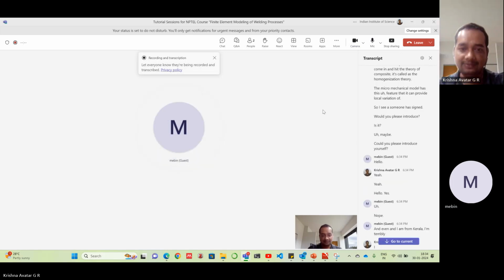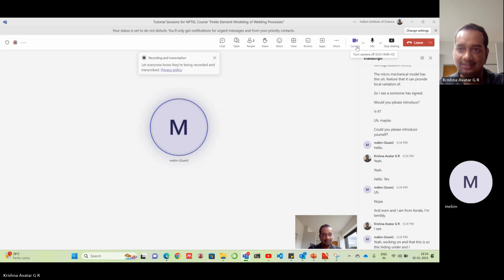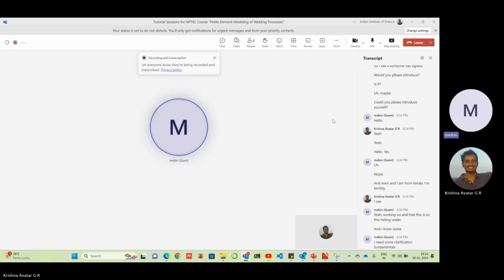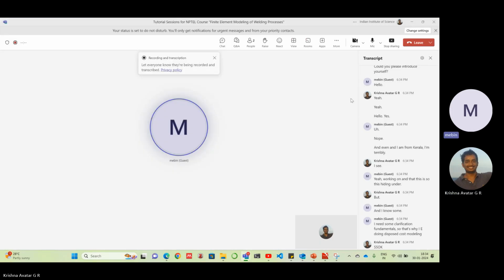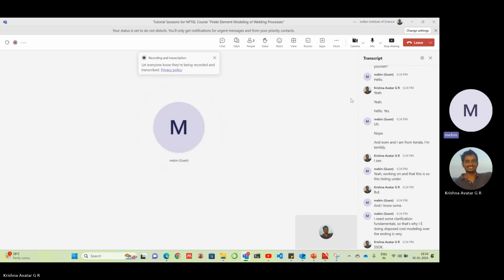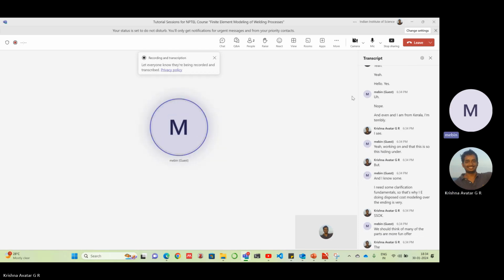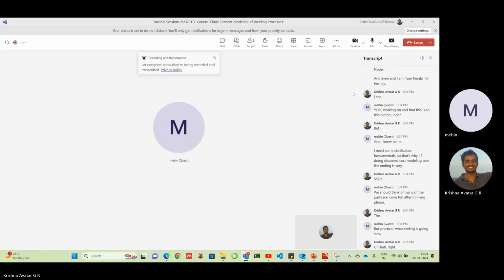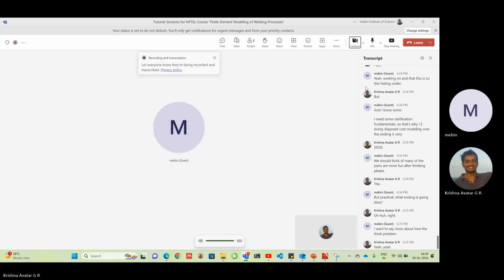I'm currently working on designing and analysis. But I need some clarification in fundamentals. So that's why I joined this course, because modeling of welding is a very crucial thing. Many of the parts are modeled as a single piece, but practically welding is there. So I want to study more about how the things are working.